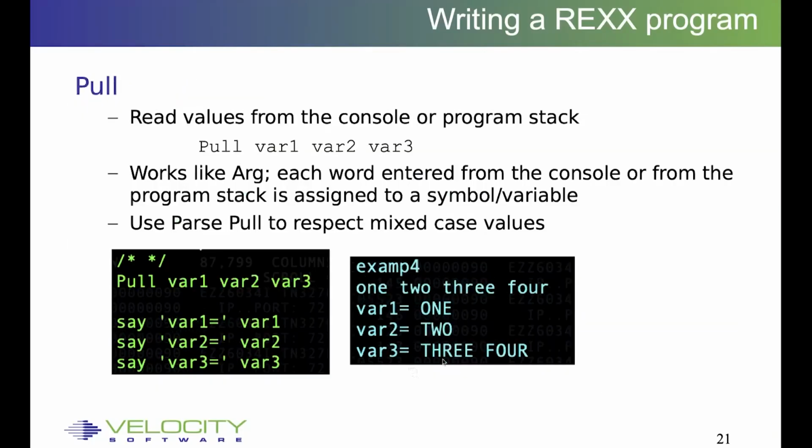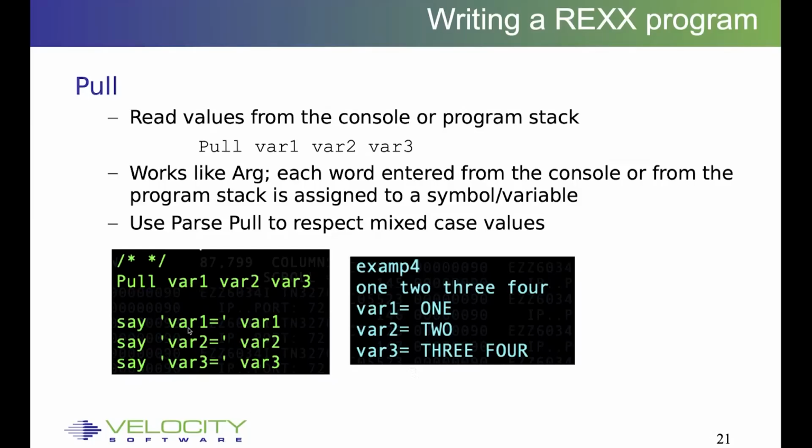Poll will read values from the console or the program stack. We're going to talk about program stack in the next REXX course later this month. But poll works like arg. Each word entered from the console and on the program stack is assigned to a symbol or a variable. And you can use parse poll to respect mixed case values, just like you can with parse arg.